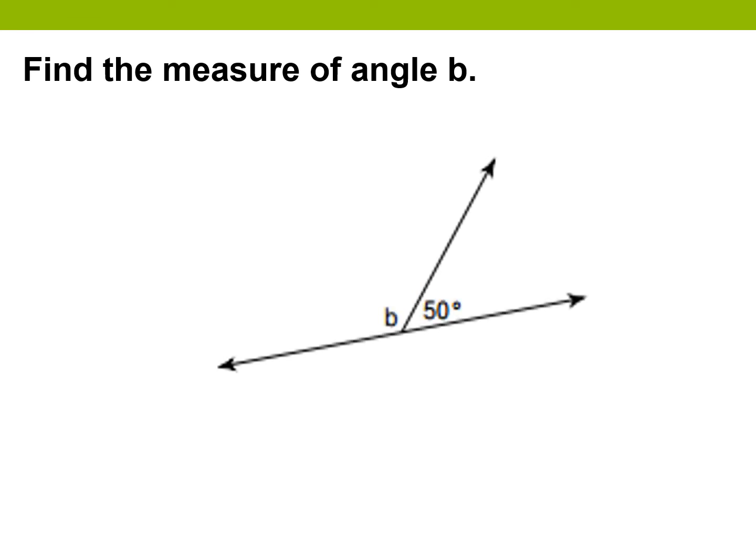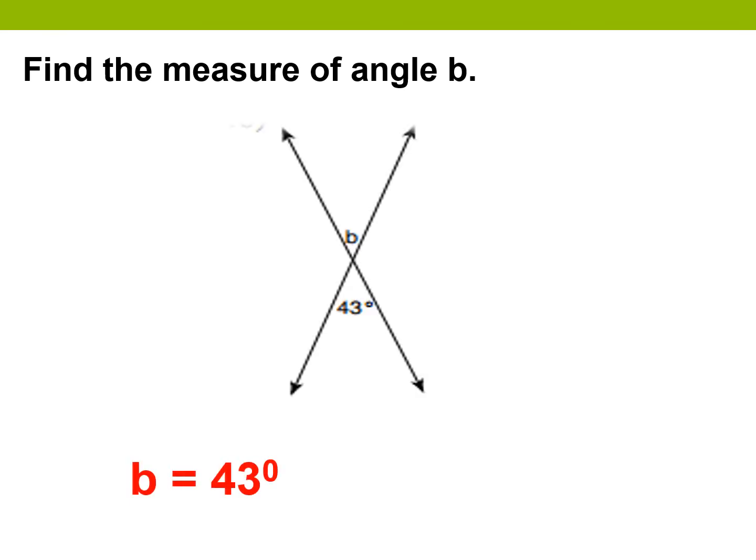Find the measure of angle B. If they form a linear pair, then the measure of angle B must be equal to 130 degrees. Why? We just subtract 50 from 180 to get the measure of angle B. Next, this is 43 degrees by the vertical angle theorem because angle A and angle B are vertical angles.